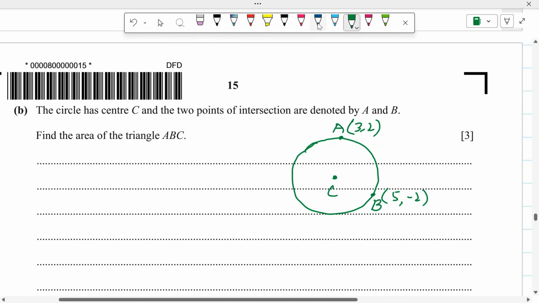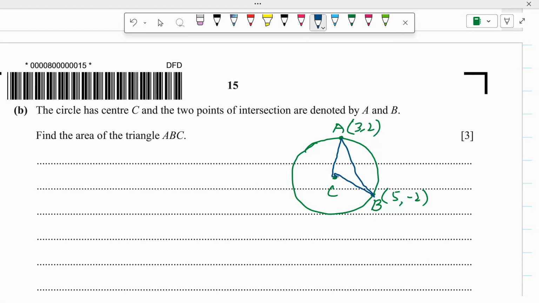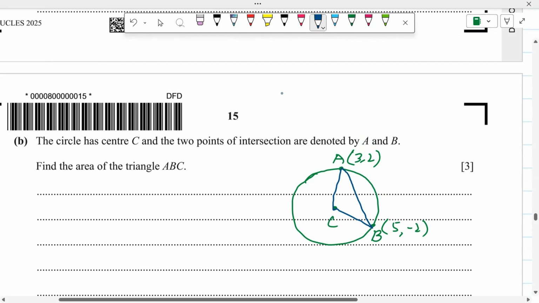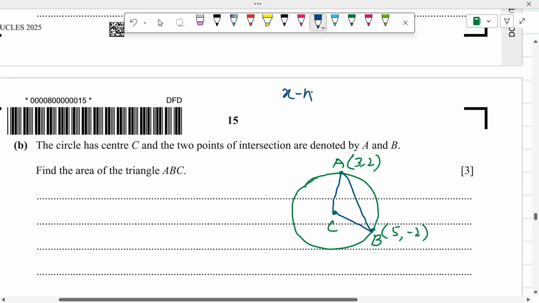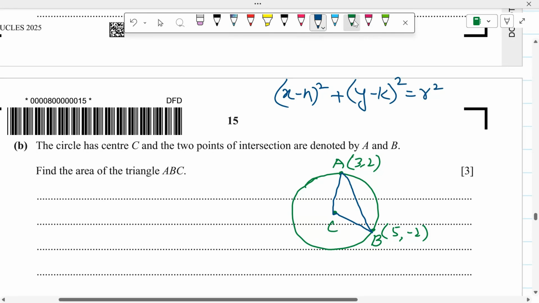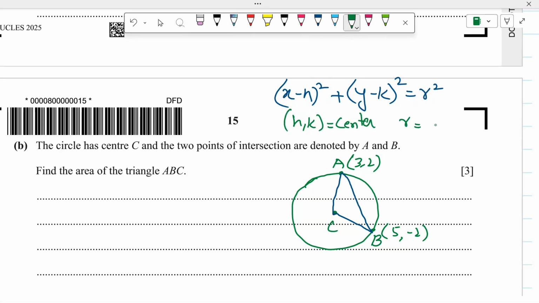Okay, we need to find the area of this triangle. First, we find the coordinates of the center from the equation of the circle. We know that (x − h)² + (y − k)² = r² is the general equation of a circle, and here (h, k) is the center and r is the radius.